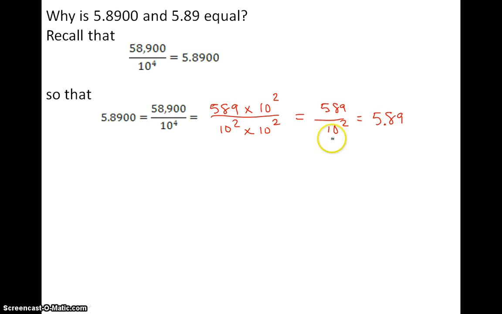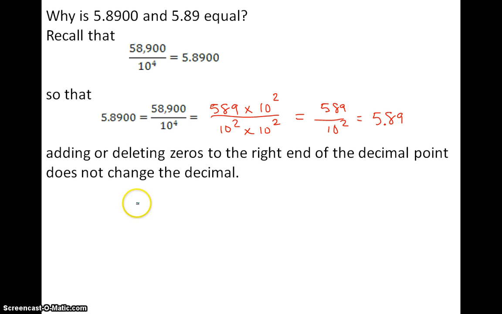So now this is where we've kept this equal the whole way through, so that means that this representation of the point on the number line is the same as this representation of the point on the number line. So basically, adding or deleting zeros to the right end of a decimal point does not change the decimal, as we have proven. So it doesn't matter if we have these extra zeros, because it ends up being the same point on the number line. It's just the partitions are different.